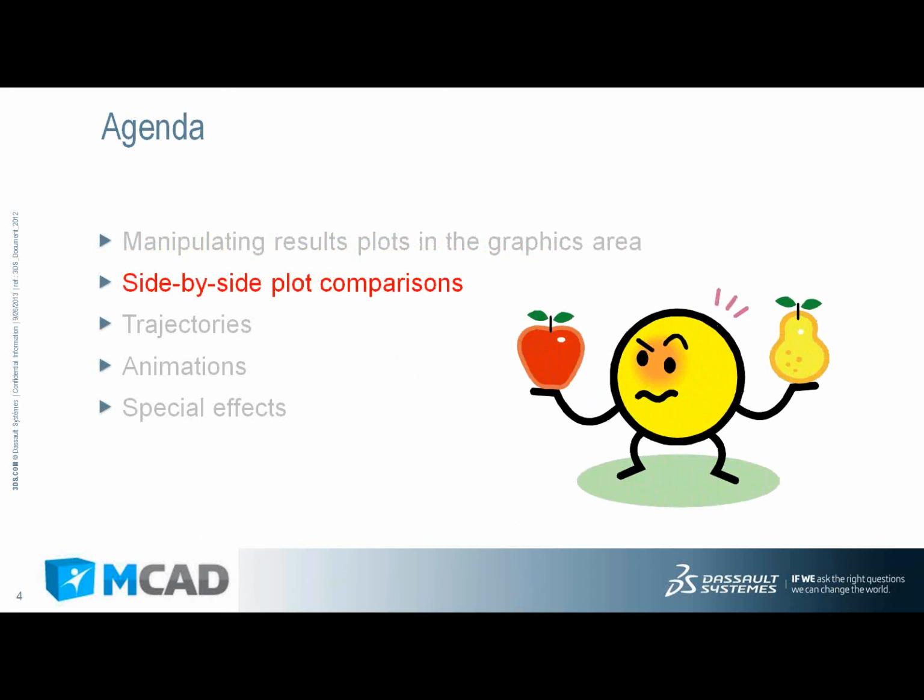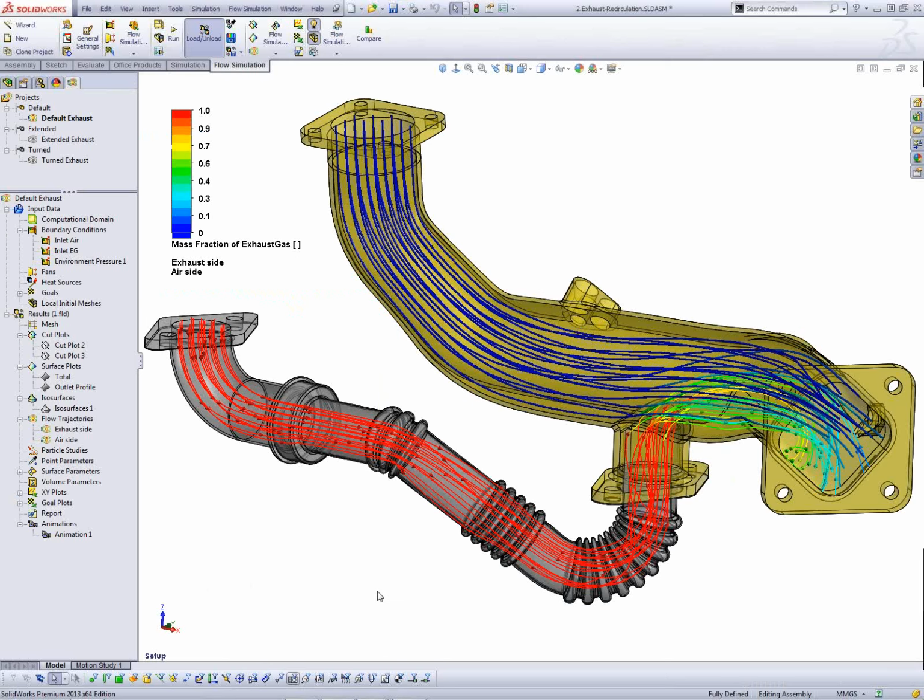A new feature that came out in the 2013 release allows side-by-side comparison of data across multiple projects. So let's take a look at this compare function inside the SOLIDWORKS interface. Here you see we have our plot as we left it for the trajectories for this model, and I can use the new compare function to look at the same information across the 3 configurations.